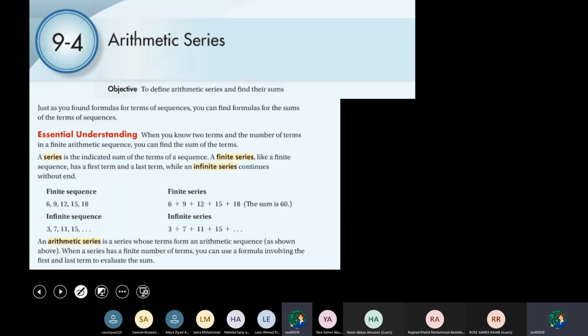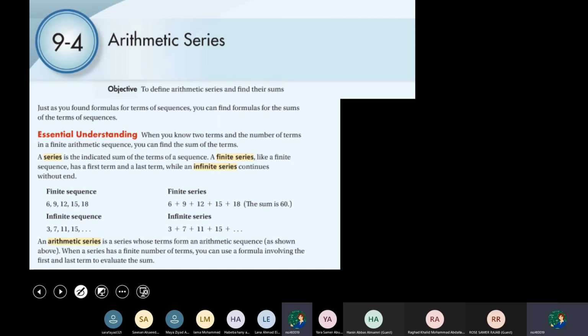So the first step now, we will know the meaning of sequence. A sequence is an ordered list of numbers. But the series is the summation of these numbers. So the sequence is ordered numbers.